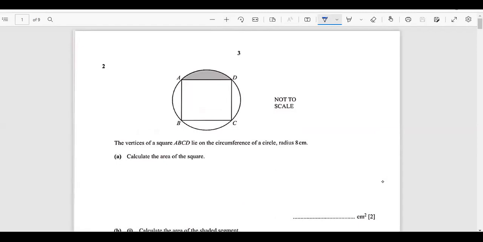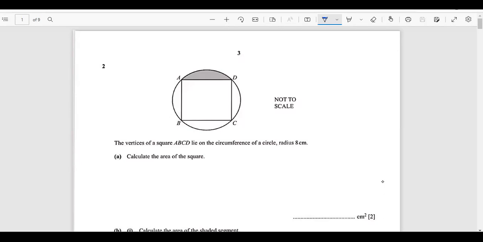It says, the vertices of a square ABCD lie on the circumference of a circle with radius 8 centimeters. Calculate the area of the square. Now, for finding the area of the square, we need either of the sides. If we have any side, we can just square it because all the sides are the same in case of a square. But how do we find that side?